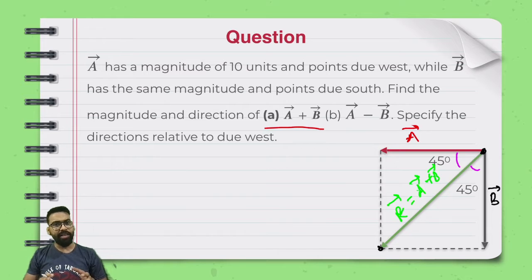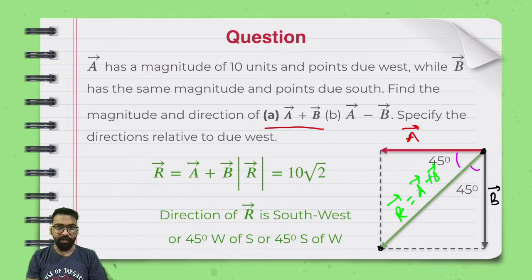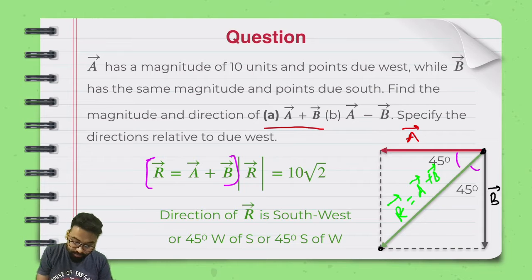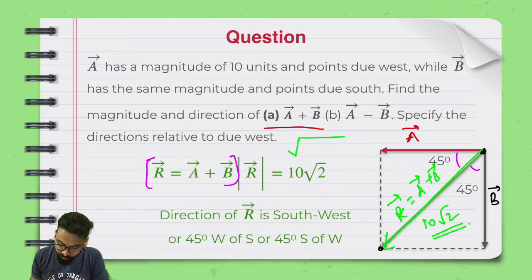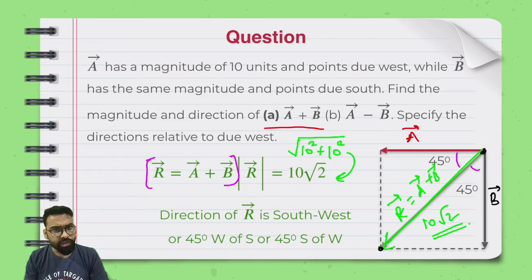So if I want to tell this R vector now with magnitude, with direction relative to due west, I will say that my R vector, that is A plus B, this is R equal to A plus B, the magnitude of which, the magnitude of this particular vector, the one shown in green to you, this would be 10 root 2 thanks to the Pythagoras theorem. I hope you know it would be under root of 10 square plus 10 square, which in turn is going to be 10 root 2 with respect to the magnitude.